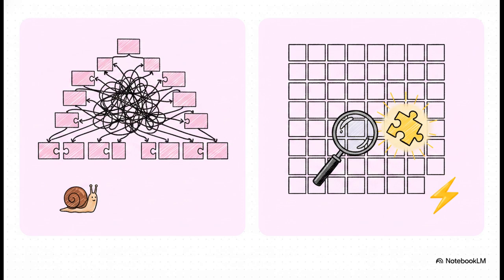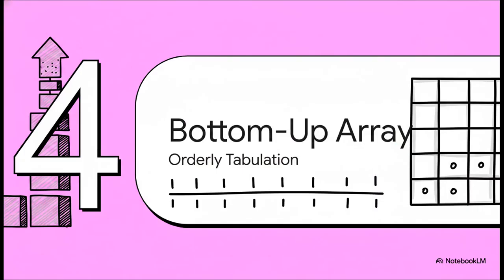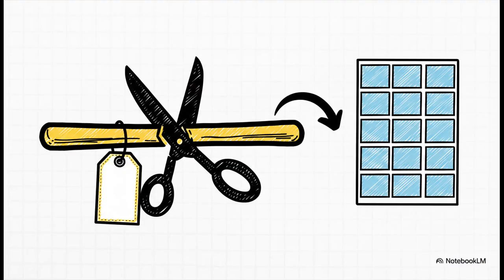All right, Part 4, building the bottom-up array through orderly tabulation. Now, top-down memoization is fantastic, but there's an even more systematic way to do this, the bottom-up approach. Before we build our array, though, we need our optimality formula. And this formula brilliantly illustrates the sheer elegance of dynamic programming.